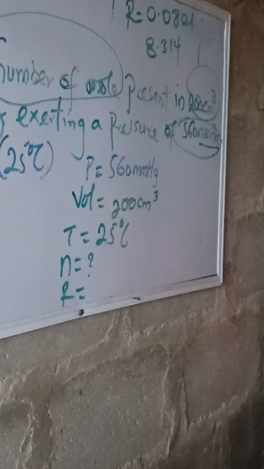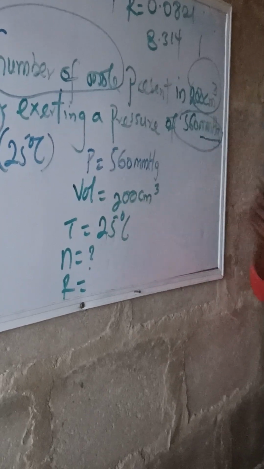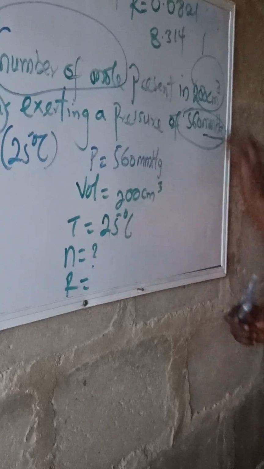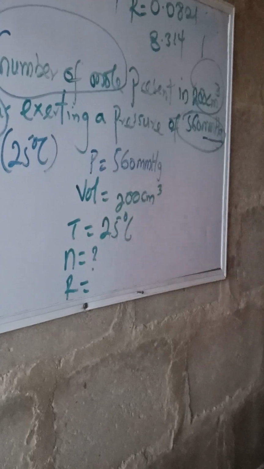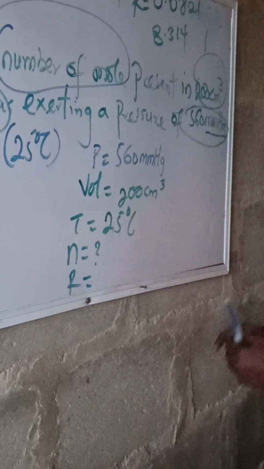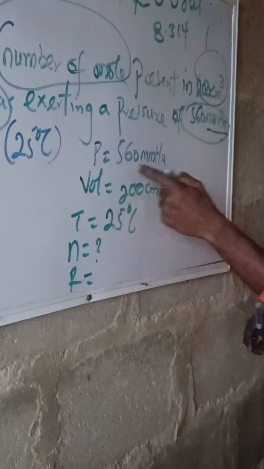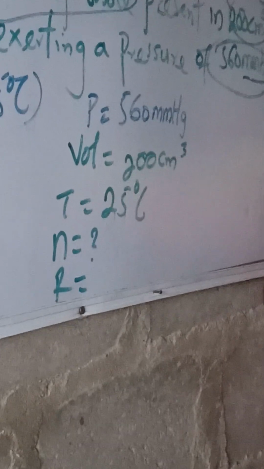That is the main problem. How do we change volume from cm cube to dm cube? It is very simple. Just know that 200 cm cube divided by 1000, you have changed it to dm cube. And this one, how are we going to do that? Are we together? What are we having here? 560.